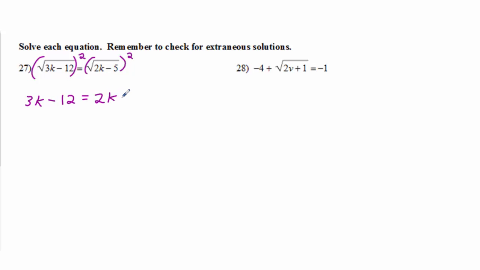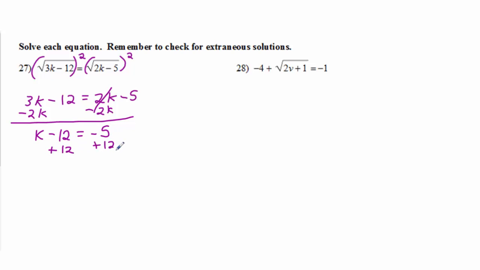us 2k minus 5. Then we subtract to get our k's on one side. So I'm going to subtract 2k from both sides. So I get 1k, or just k, minus 12 equals -5. Then I add 12 to both sides. Oops, my line went a little crazy there. There we go. So k equals negative 5 plus 12, which is 7.